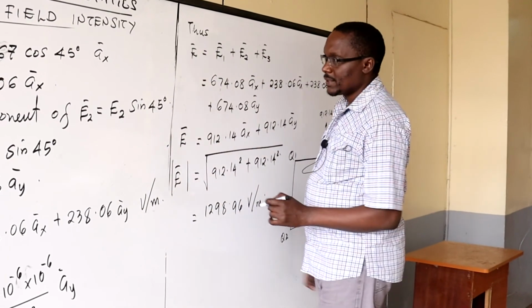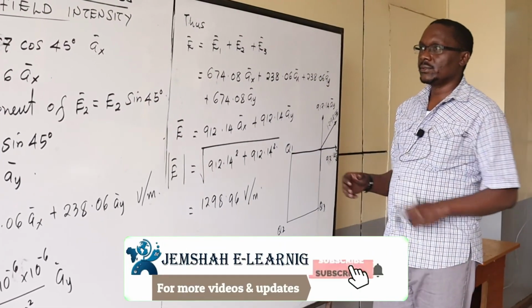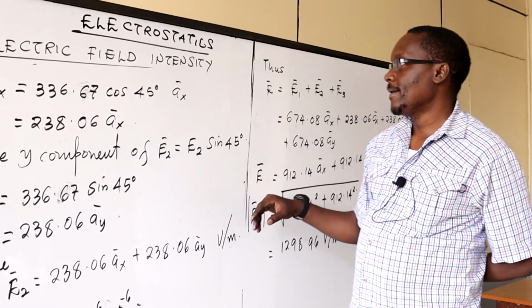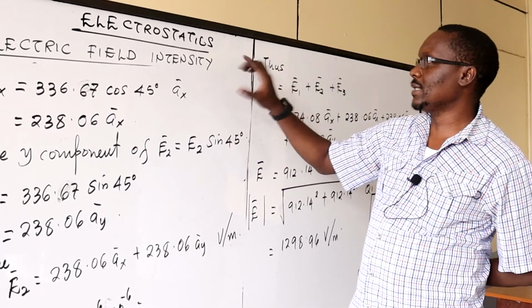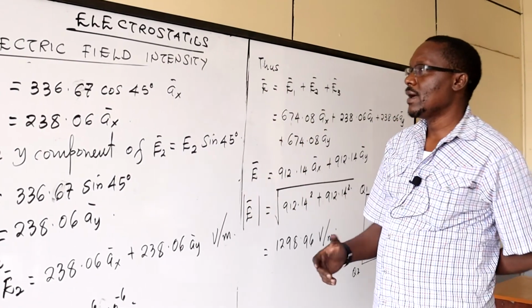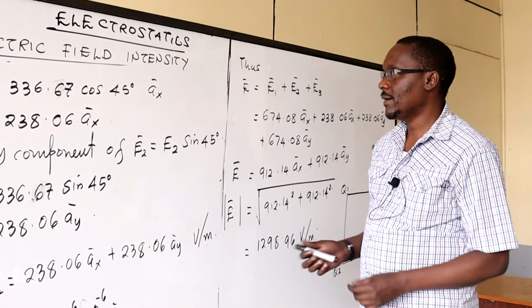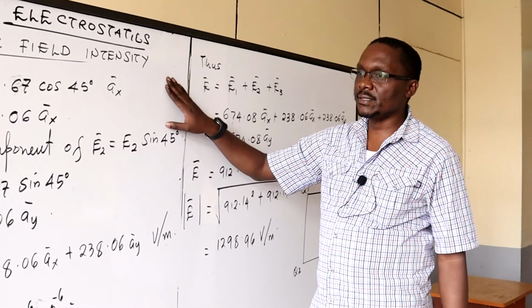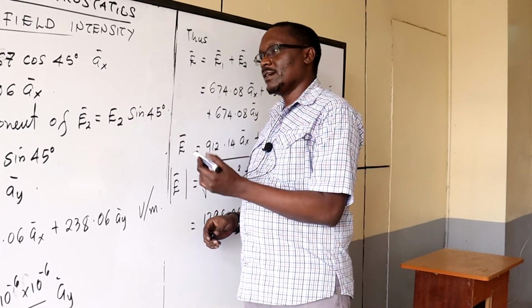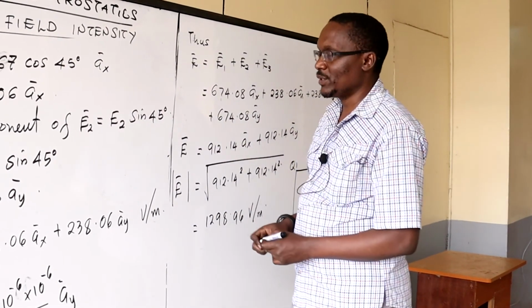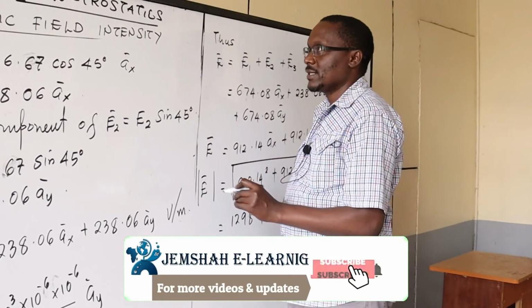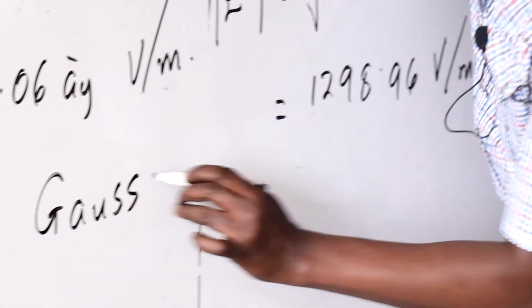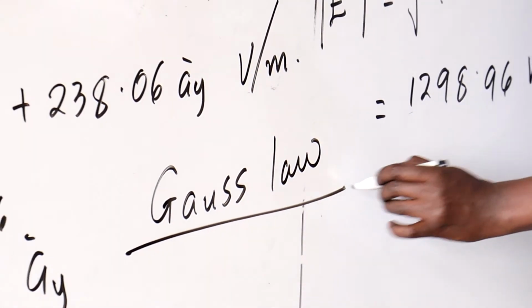So then maybe next time in our lesson, we are going to look at electric field strength due to continuous charge density. We've been looking at electric field due to static charges or point charges, but next time we look at electric field strength due to continuous charge density. We are also going to look at electric flux density and the next law. You see, we've dwelt so much on Coulomb's law, but next time we are also going to look at Gauss' law. Thank you.